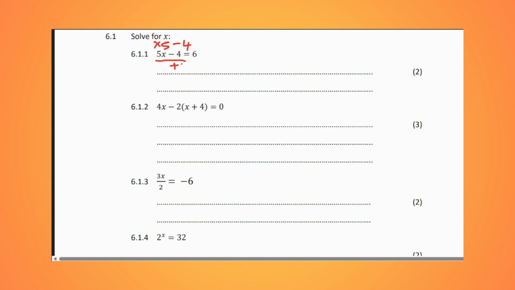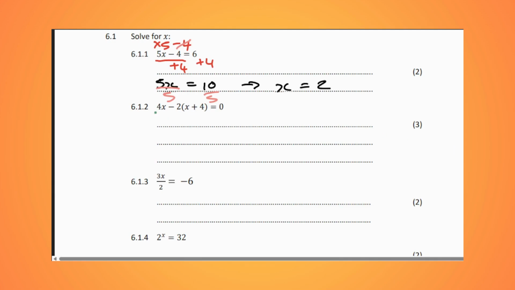We are first going to add our 4 so that we have 5x is equal to 10. Therefore, we've now finished. We've dealt with the minus 4 by plusing 4. Now we're going to deal with the times 5 by dividing by 5. So our answer is going to be x is 2.